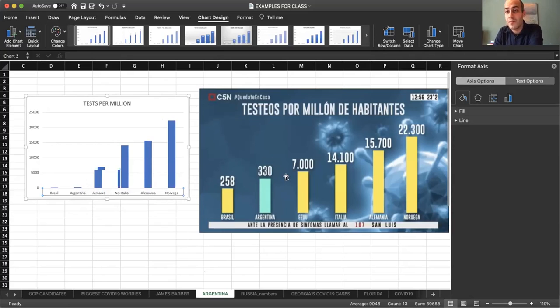So this is completely misleading. It's giving the impression as if Argentina is doing lots of tests. In reality, even compared to, I mean, this is per million inhabitants. And at the time when they were doing this, they were not doing enough, okay?